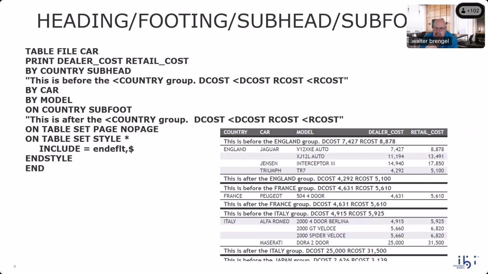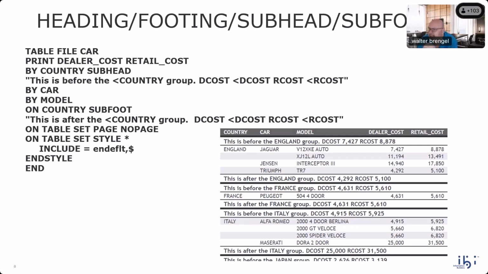But I also want to do a subfoot. So in order to do a subfoot and a subhead, I don't want to put another by field like I did by country subhead. So I'm going to use the alternative on syntax and say on country subfoot. I could have done by country and did on country subhead and on country subfoot. I could have done that also. So in the subfoot, this is after the country, and again, I'm doing dealer cost, retail cost. And there's a reason why I'm using these two fields, and it's to show you the first and the last values that you're getting.